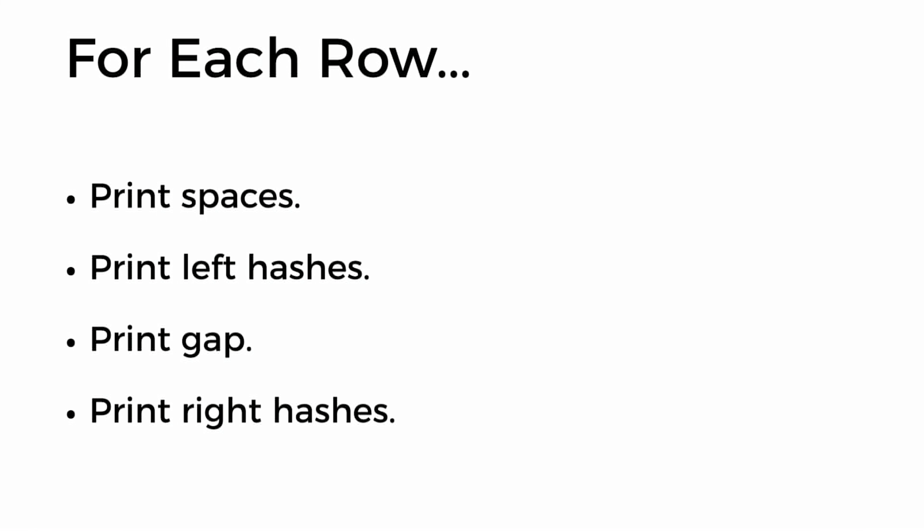So what does that mean in terms of what you need to do? Well, for each row, you'll want to print some number of spaces, then print the appropriate number of left hashes, then print a gap of two spaces, and then print all the hashes to make up the right pyramid. But how do you know how many spaces or hashes you should print? Well, you'll want to think about, given the height of the pyramid, and given what row number you're currently on, how can you calculate the number of spaces that should be on that row, how many hashes should be on the left side of the pyramid, and how many hashes should be on the right side of the pyramid?